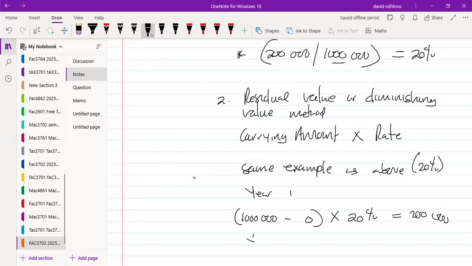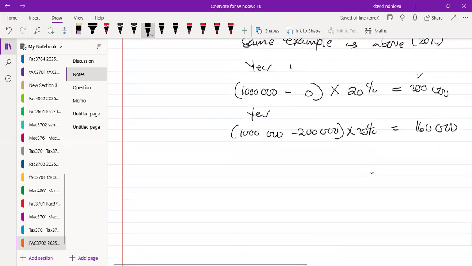Then we go to year number two. We now say 1 million less the accumulated depreciation, which is the total depreciation up to a particular point, multiplied by 20%. So it will be 800,000 multiplied by 0.2, which gives 160,000.